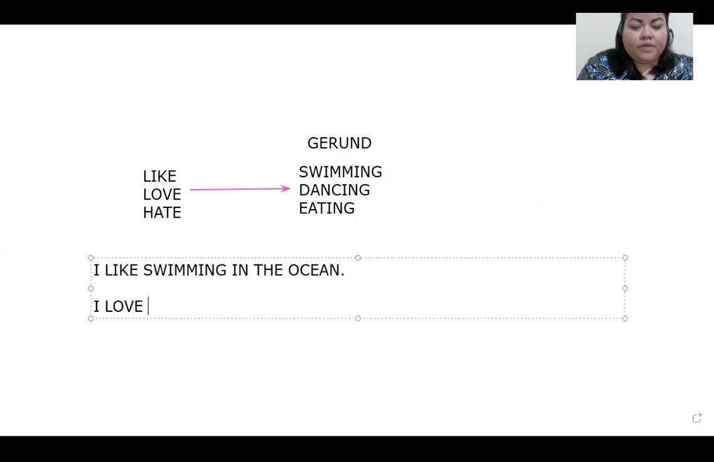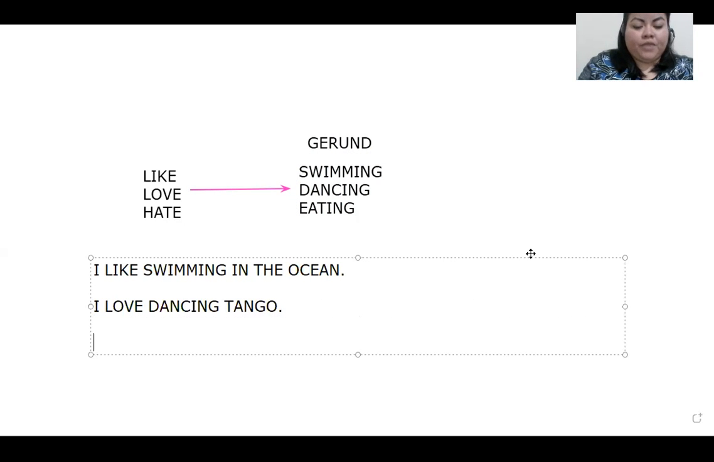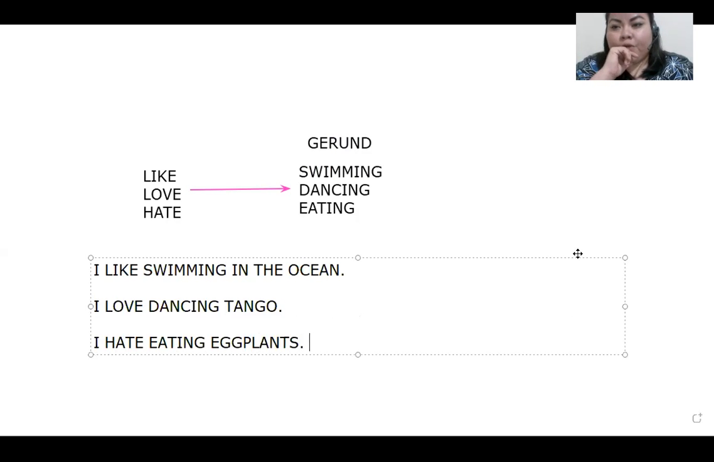I love dancing tango. I hate eating eggplants. Ew. So this is the correct form. La forma correcta es unir el verbo principal, que sería like, love, and hate, más un gerundio. En este caso, los gerundios en inglés se forman igual que el presente progresivo, pero ya no son verbos, sino que son actividades. ¿Okay? Entonces, te diría, a mí me gusta nadar en el océano, me gusta bailar tango, odio comer eggplants. Ay, ¿cómo se dice eggplants?